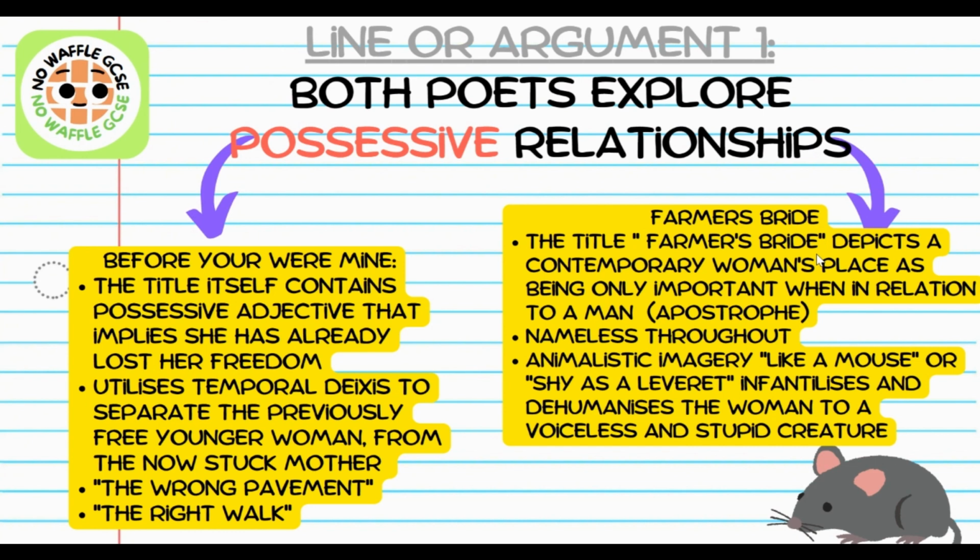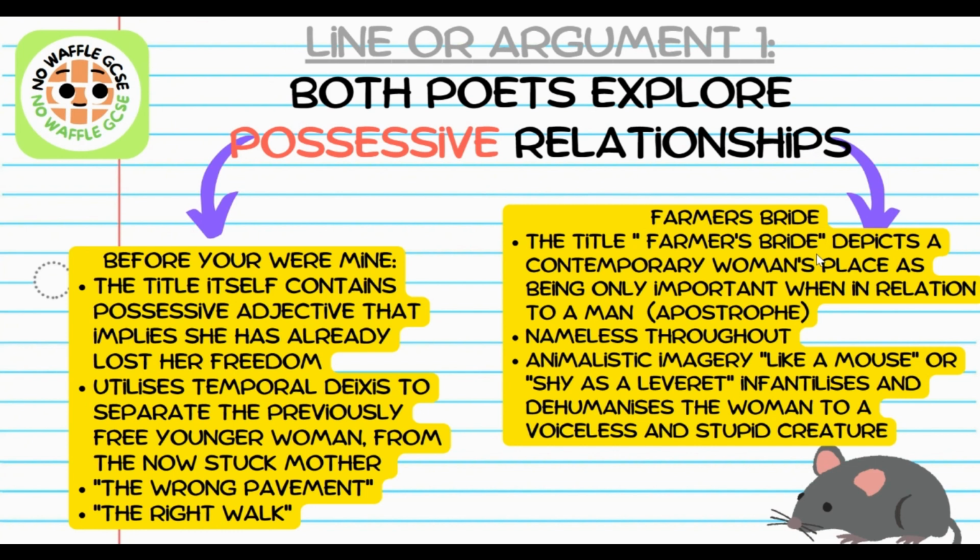Now, in The Farmer's Bride, possessive relationships are explored also through the title. The Farmer's Bride depicts a contemporary woman's place as being only important when in relation to a man. This is signified by the apostrophe because she almost belongs to him, the farmer's bride. Also, the bride is nameless throughout the poem, and instead of human imagery, animalistic imagery is used to describe her, like a mouse in the simile, or shy as a leveret. This infantilizes her and dehumanizes the woman to a voiceless and stupid creature.